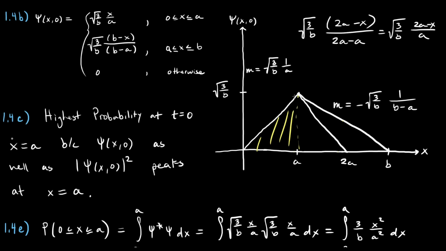And this will be symmetrical with respect to a. So that means that if we were to integrate this function on the left side of a, we must get a probability of just 1/2.